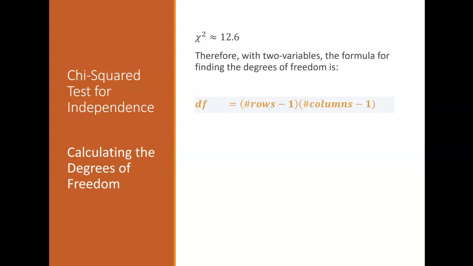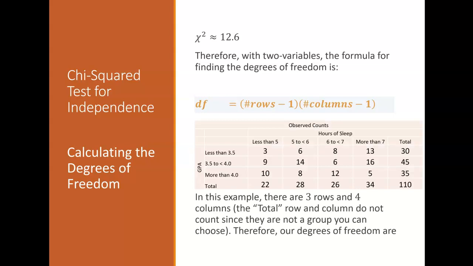So on our previous one, we had a 3x4 grid. So my degrees of freedom would be 2 times 3, or 6. Everybody's cool with that? So 3 rows, 4 columns. Our degrees of freedom should be 6. Everybody cool? Okay.